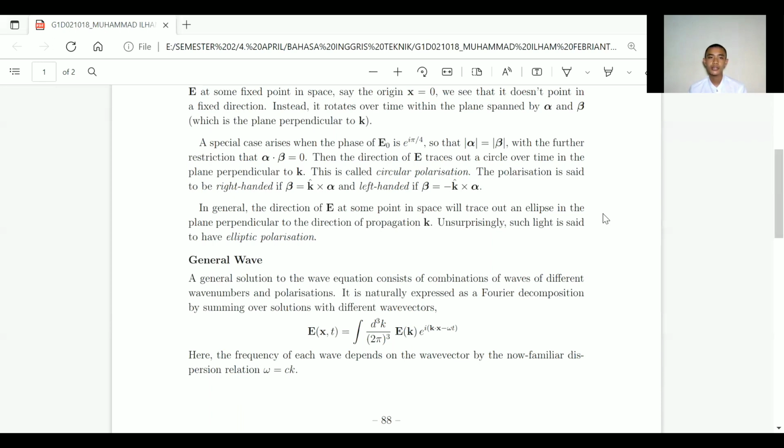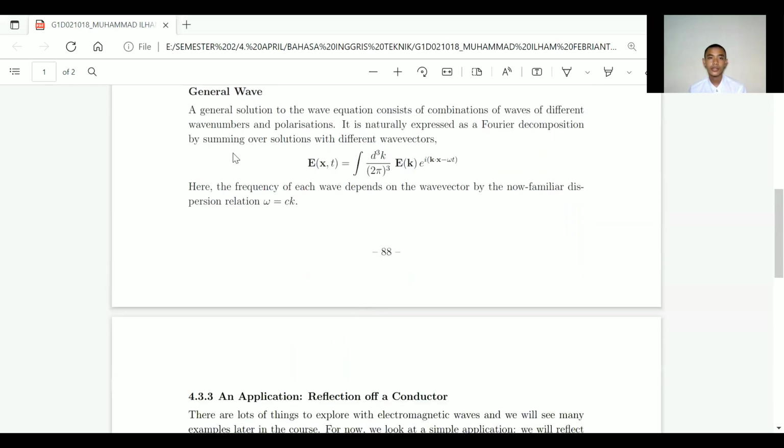The polarization is said to be right-handed if beta equals k multiplied by A and left-handed if beta equals minus k multiplied by A. In general, the direction of E at some point in space will trace out an ellipse in the plane perpendicular to the direction of propagation k. Unsurprisingly, such light is said to have elliptic polarization.